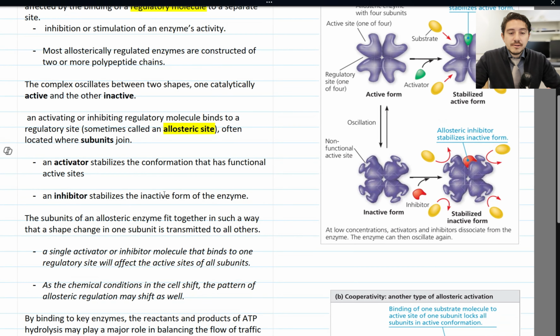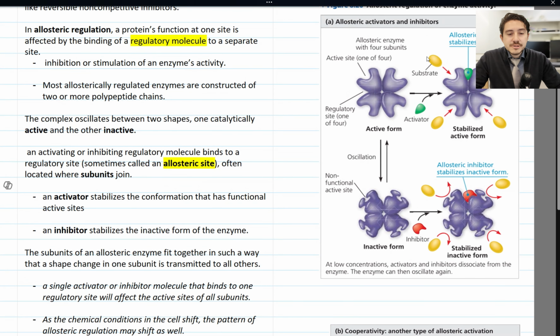And these sites often are located where subunits are being joined. Just to show you here, you have an enzyme that is in active form. You have its active site, and you can have multiple active sites. Then you can have your regulatory site, your allosteric site. And then you can have your inactive form, where you have the non-functional active site, so it has a different shape there. So it can bounce between these two states.